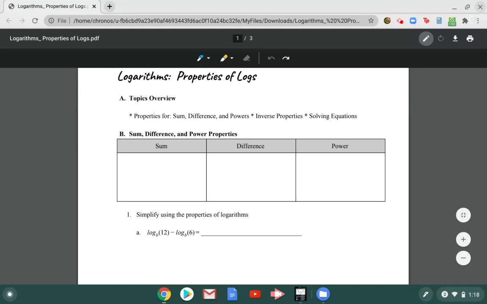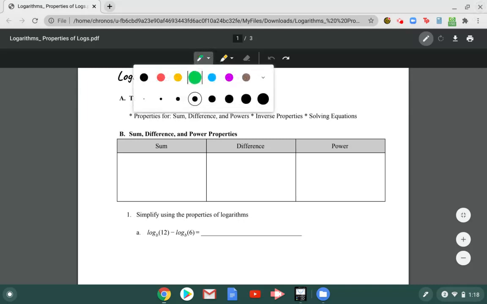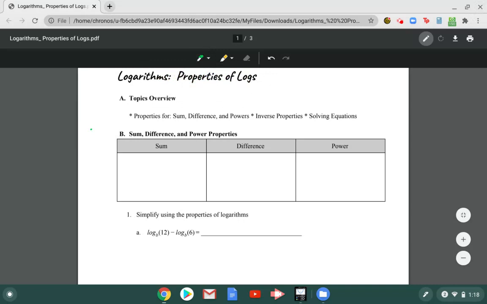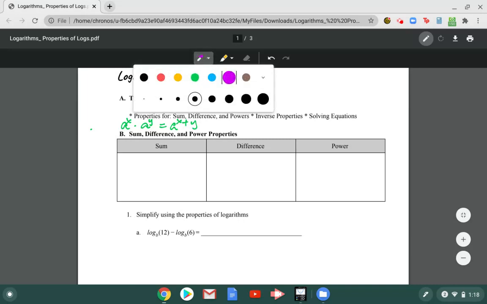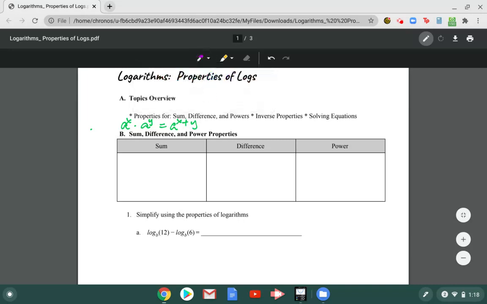First of all, these are familiar, hopefully. As I take a look at the sum property, it's similar to, I'm just going to write it over here, a to the x times a to the y is equal to, if I were to multiply these together, the exponent turns out to be the sum. So this would be a to the x plus y. If I were to do a difference, let's do that in a different color, that would show up from a to the x divided by a to the y. That would be, as an exponent, x minus y.